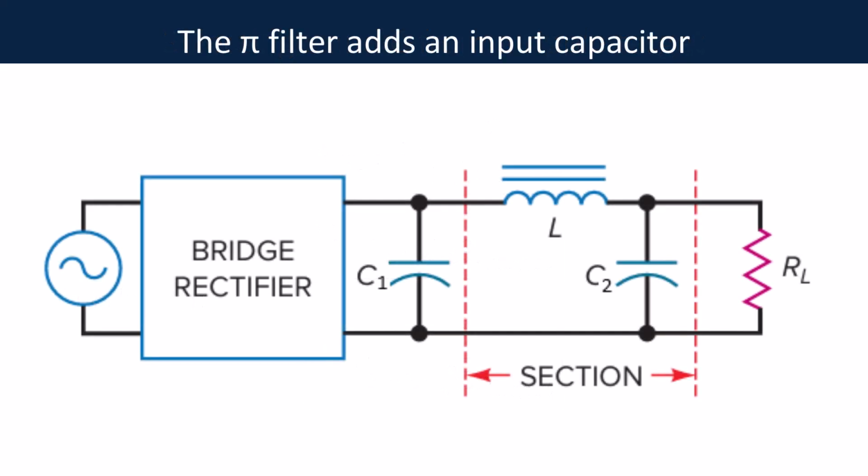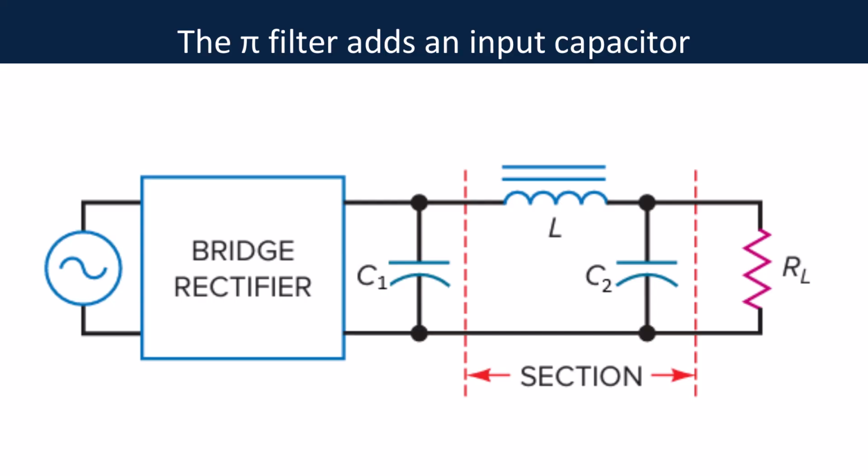This is the pi-type, or CLC, filter from the corrected source document. Capacitor C1 is connected directly across the rectifier output. It charges near the voltage peaks and provides the first stage of smoothing. The series choke then opposes the remaining ripple current. Capacitor C2 diverts the residual ripple away from the load. The arrangement resembles the Greek letter pi.